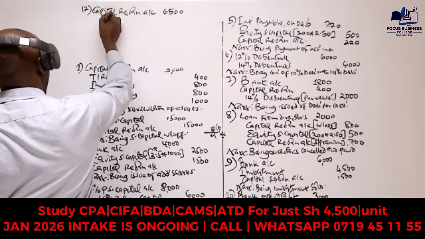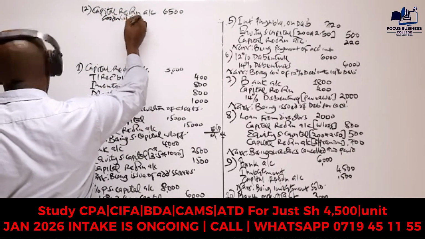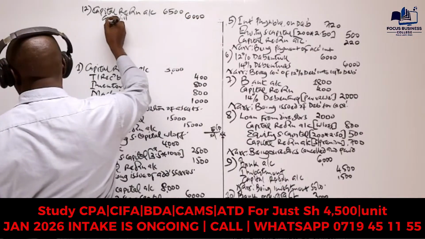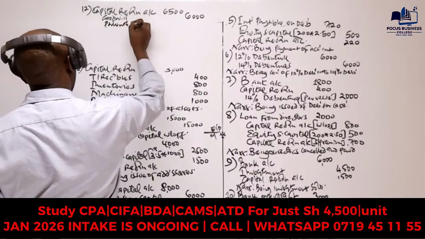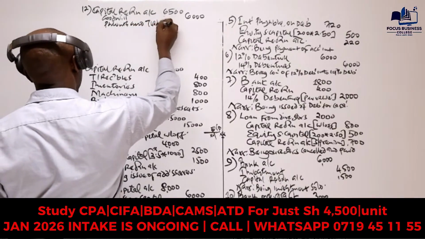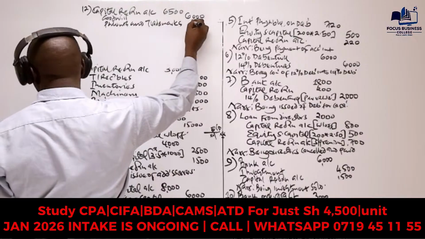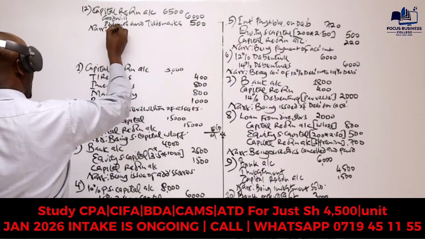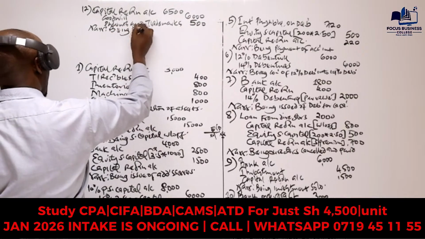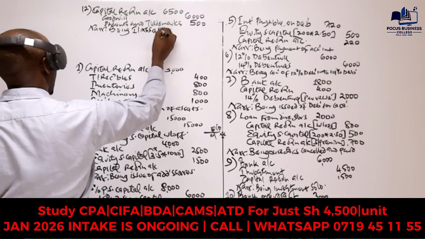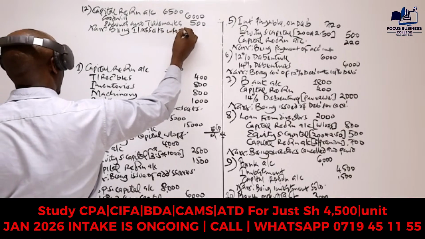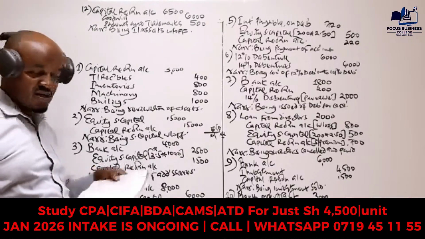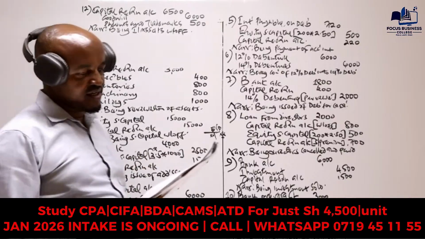And then which account do we credit? We credit goodwill with an amount of 6,000. We credit patents and trademarks with an amount of what? With an amount of 500. Narration: being intangible assets which were written off, or being intangible assets which were eliminated. Yes. So we are done with that.